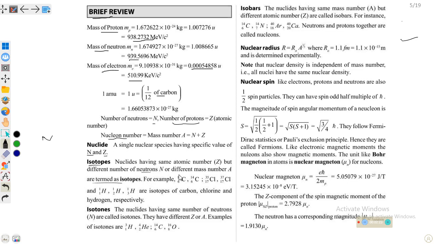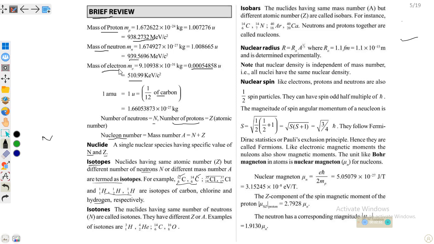For example, carbon 12 and carbon 14 are isotopes, and chlorine 35 and chlorine 37. Their mass numbers are different, but the atomic number, meaning the number of protons, is the same. Similarly, protium, deuterium, and tritium, these three are isotopes of hydrogen. Their mass numbers are different, 1, 2, 3, and their atomic number is the same. These are isotopes of carbon, chlorine, and hydrogen respectively.